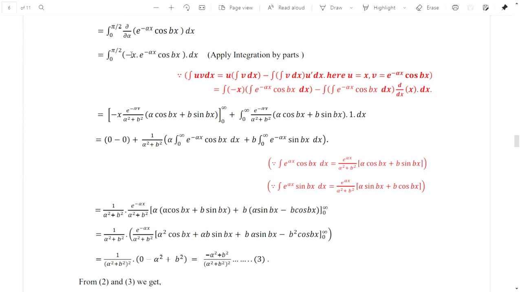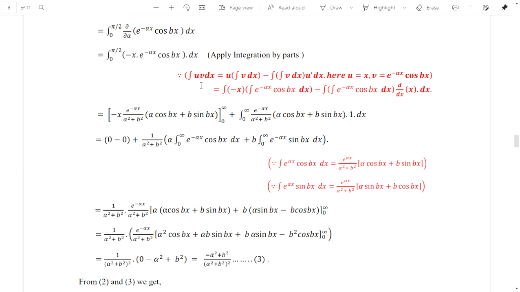Now the integrand becomes the integral from 0 to pi by 2 of minus x into e to the power minus alpha x into cos bx into dx. This is the product of three functions under the integral sign. Since we know the formula for the integral of e to the power alpha x into cos bx, which we already discussed, I will apply the integral of u into v formula, where u is x and v is e to the power minus alpha x into cos bx.